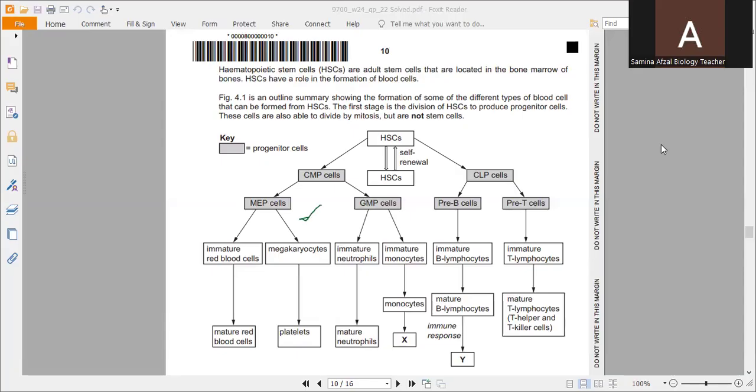Megakaryocytes will produce platelets. GMP cells produce immature neutrophils and immature monocytes, which will change into monocytes or mature neutrophils. On the other hand, CLP cells give pre-B cells and pre-T cells, then immature B lymphocytes or immature T lymphocytes. Mature B lymphocytes and mature T lymphocytes, helper and T killer cells, will give an immune response. So here they have shown this summary in the form of this diagram.